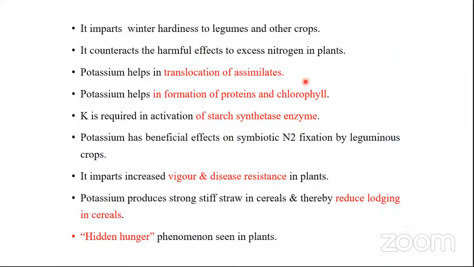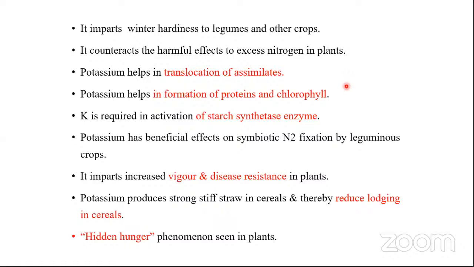It helps in the translocation of assimilates, and potash also helps in the synthesis of proteins and chlorophyll, and it activates starch synthesis. It gives vigor and resistance, and it also produces strong straw and reduces lodging in cereals. And you can see the hidden hunger phenomenon.